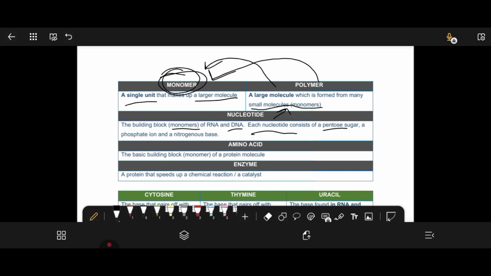Let's go to amino acid. An amino acid is the basic building block monomer of a protein molecule. So very similar to each other, but they are different at the same time. Okay, so an enzyme is a protein that speeds up a chemical reaction.